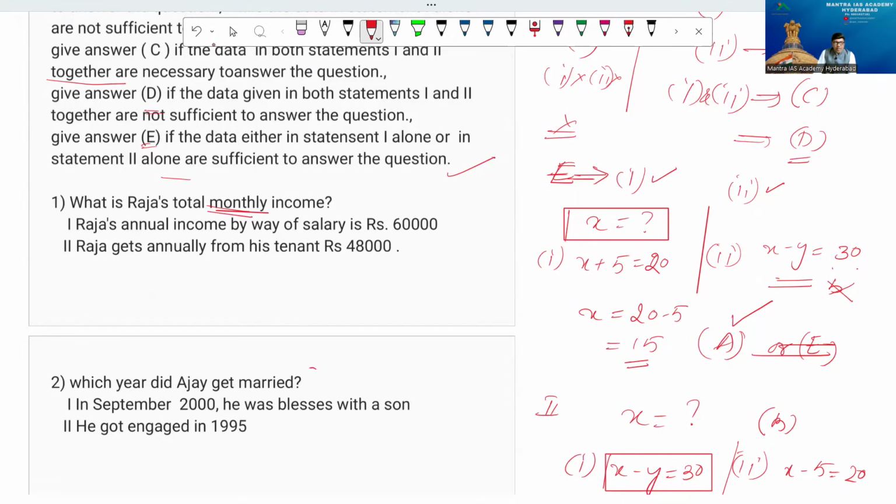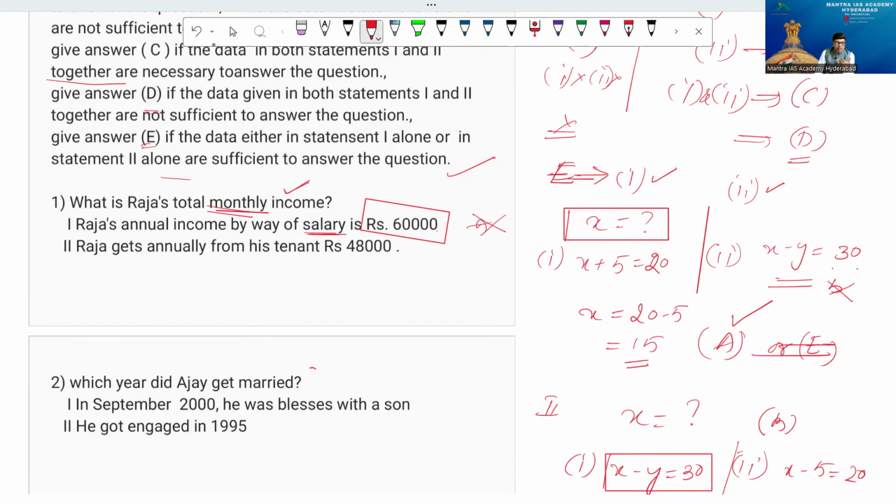Now, Raja's annual income by way of salary is 60,000. Remember, this is the salary. Generally, he is asking about income. How many sources of income Raja has, I don't know. He mentioned only one source in that statement, the salary. He may also have some deposits in the bank or houses, and he may get interest from the banks or rents from the houses. I don't know. So it's not possible for me to tell the answer by using the first statement. So my answer is not A. Then I'll go to the second statement.